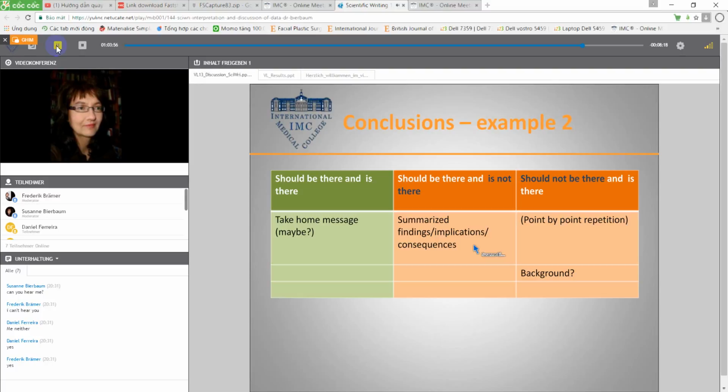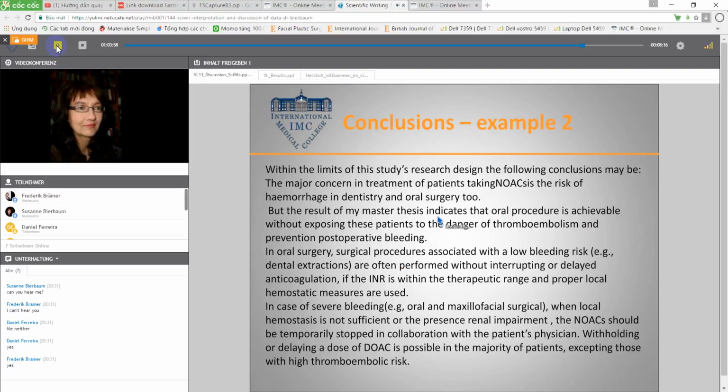And if you go back, it's a little bit much. The result here, that was probably the good start. The result of the thesis indicates that should be the take-home message. It's achievable. It's a bit vague.